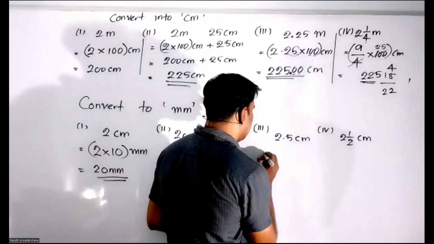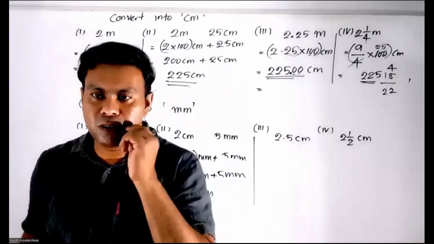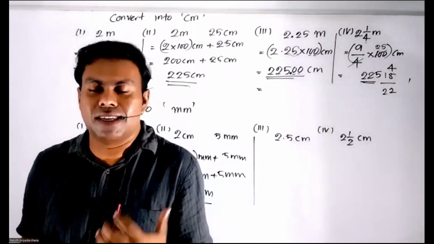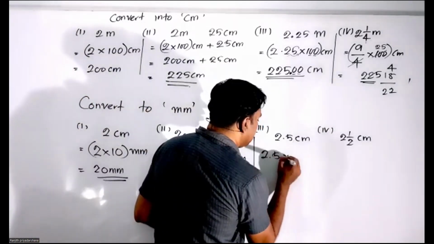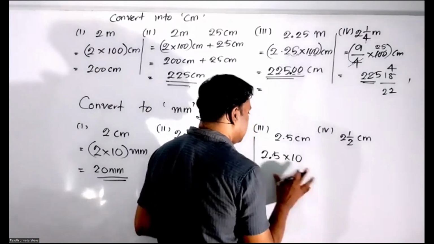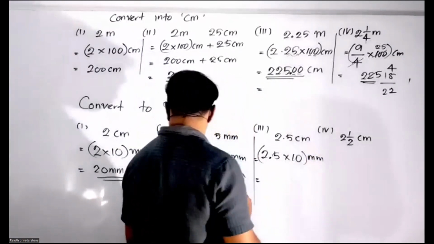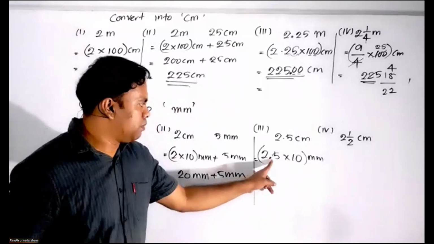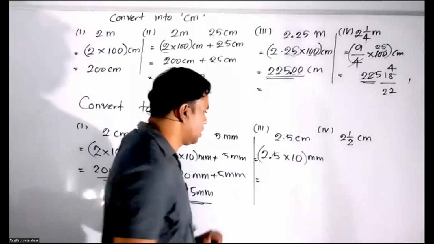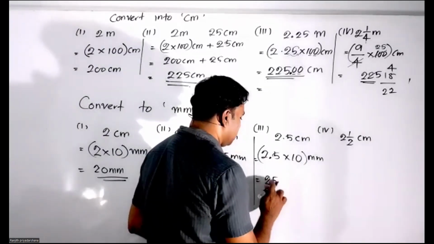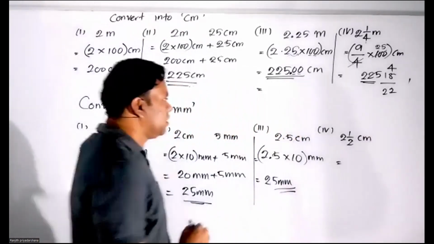Next, 2.5 centimeters. You find it very easy. Decimal fractions are so easy, so we can work easily with them. Right? Only one step. 2.5 into 10. Right? And it becomes millimeter value. What happens to the decimal point? It shifts only one time because it's 10 to the power 1. So the answer is 25 millimeter.